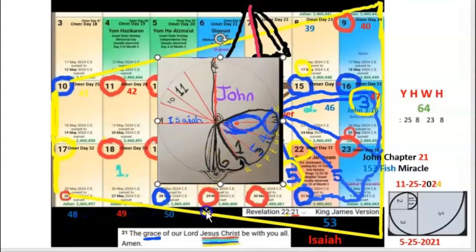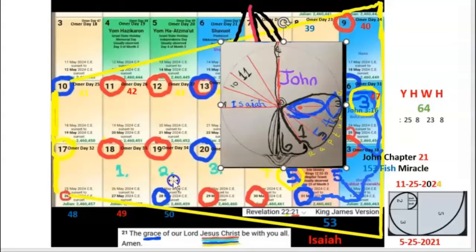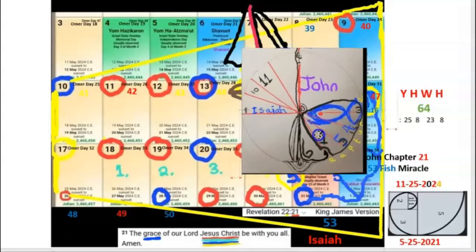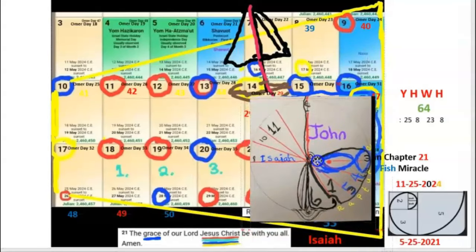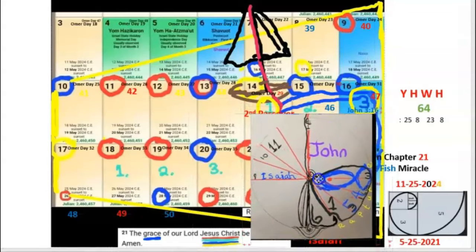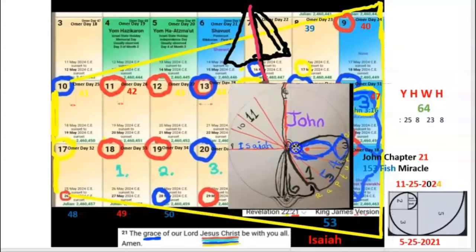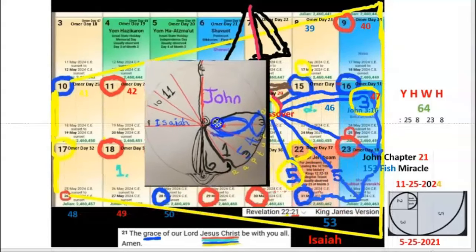Now, 50 days from the eclipse was May 28th, okay? And then I'm just going to skip here to May 31st. That is 53 days exactly from the eclipse, like Isaiah 53, like the gospel in the Old Testament, okay? You cannot make this up. You just cannot. It's absolutely incredible.